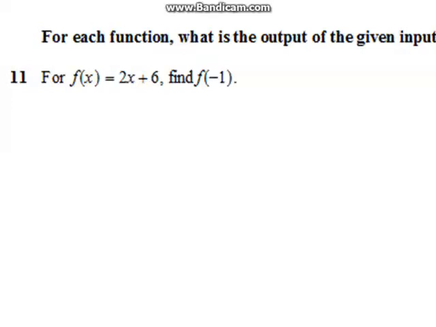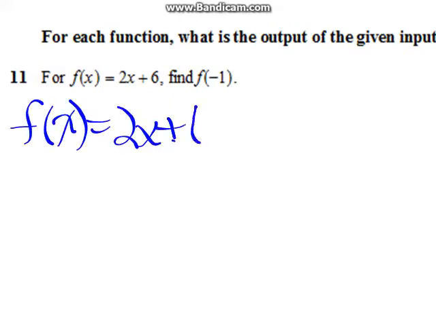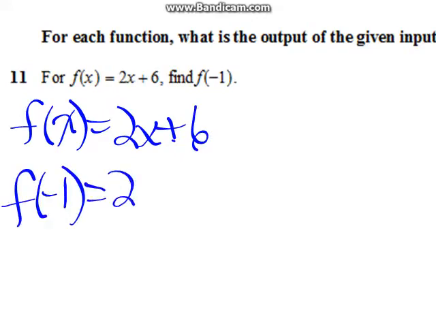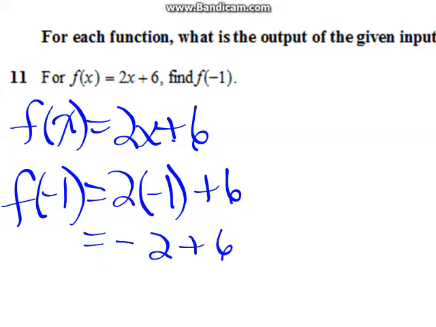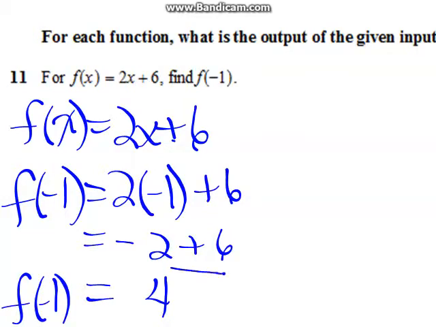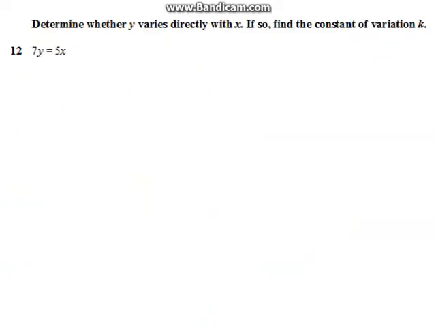For each function, what is the output of the given input? So they give us that f of x is equal to x plus 6. Find f of -1. All we're going to do is replace all the x's with -1 and simplify. And this is our answer. F of -1 equals 4.